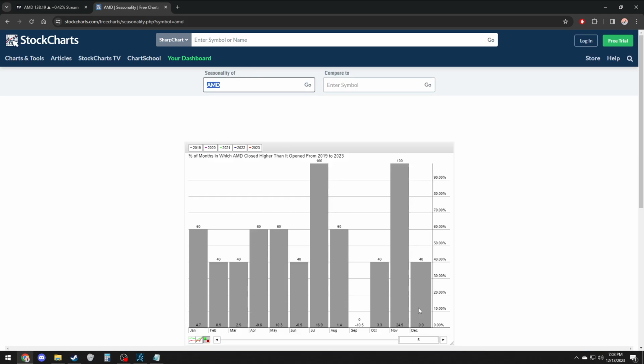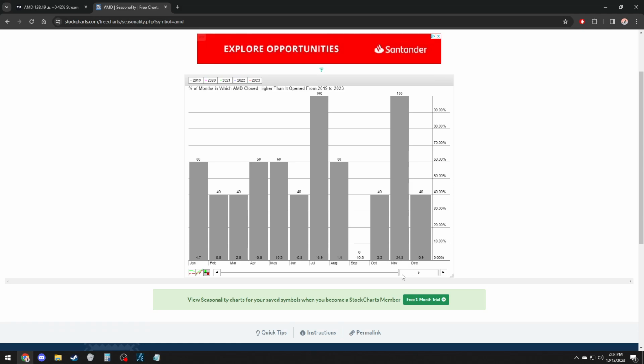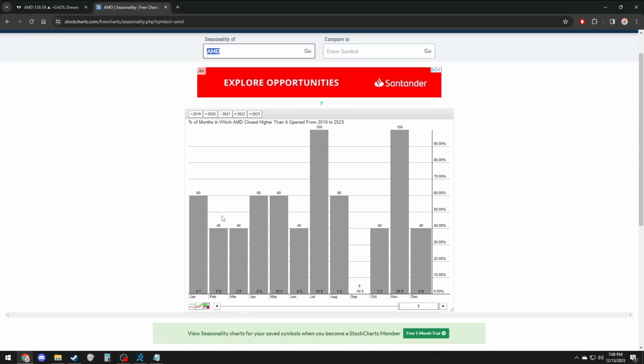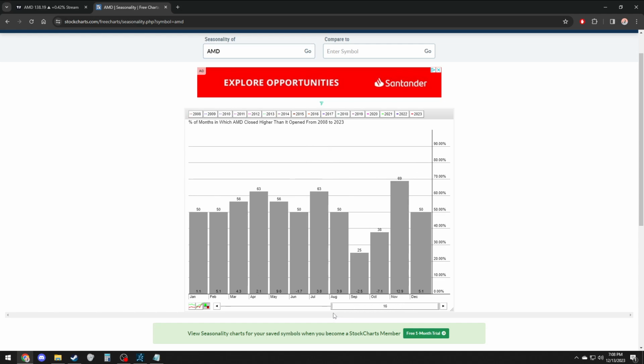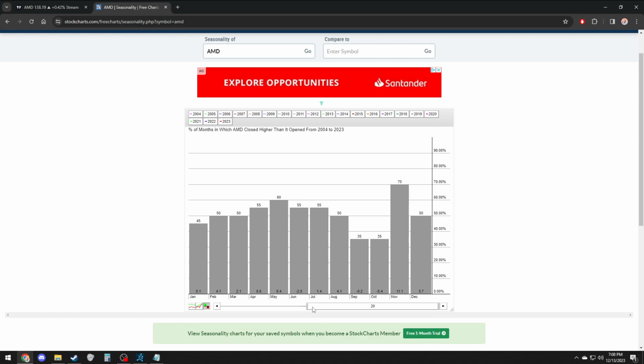So this is AMD, and this is looking at the past 5 years of AMD for each month. What I do is take this little slider and pull it all the way back as far as I can, which is 20 years. I can't pull it back any further; stockcharts.com doesn't allow that. And you can see right away, over the past 20 years, AMD goes up in the month of November 70% of the time.